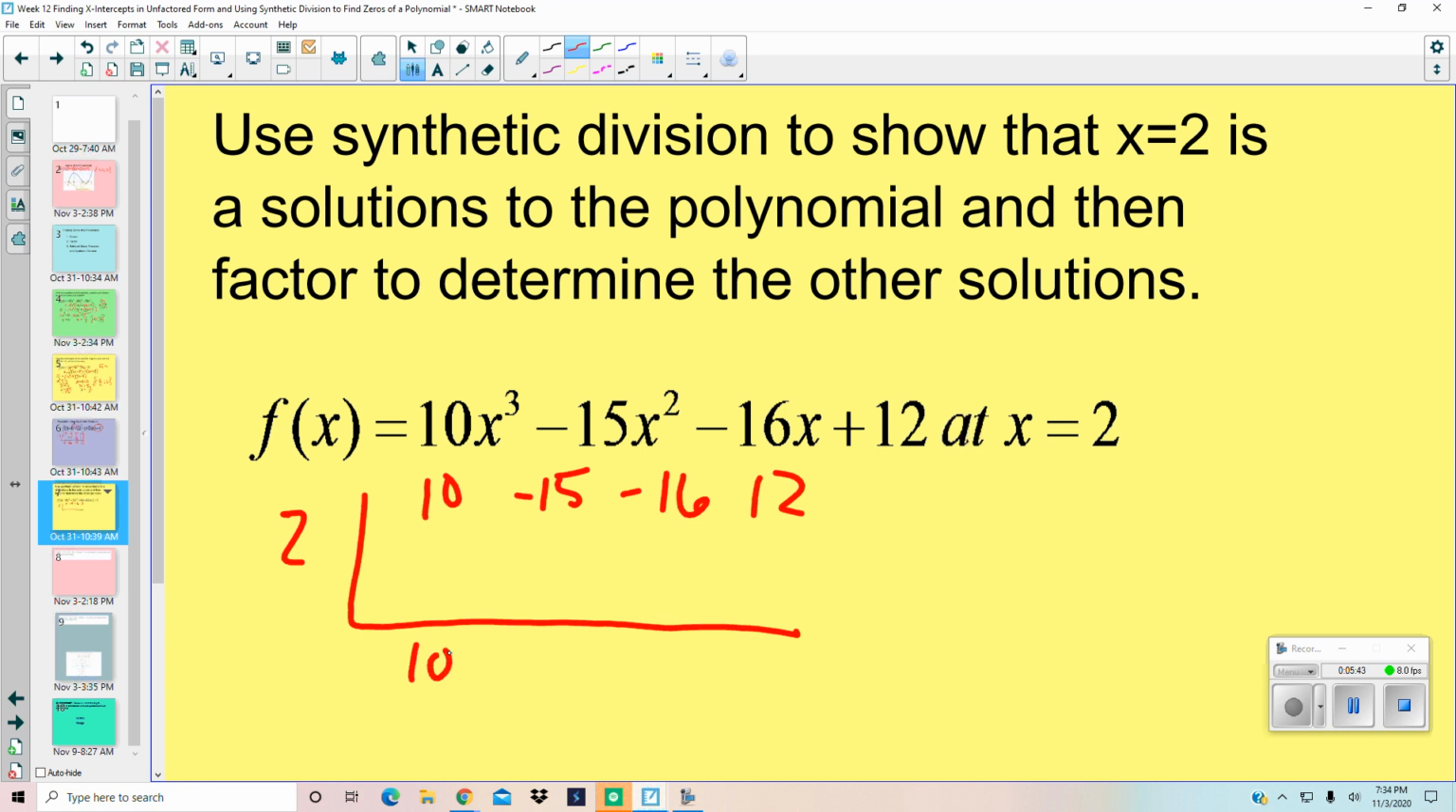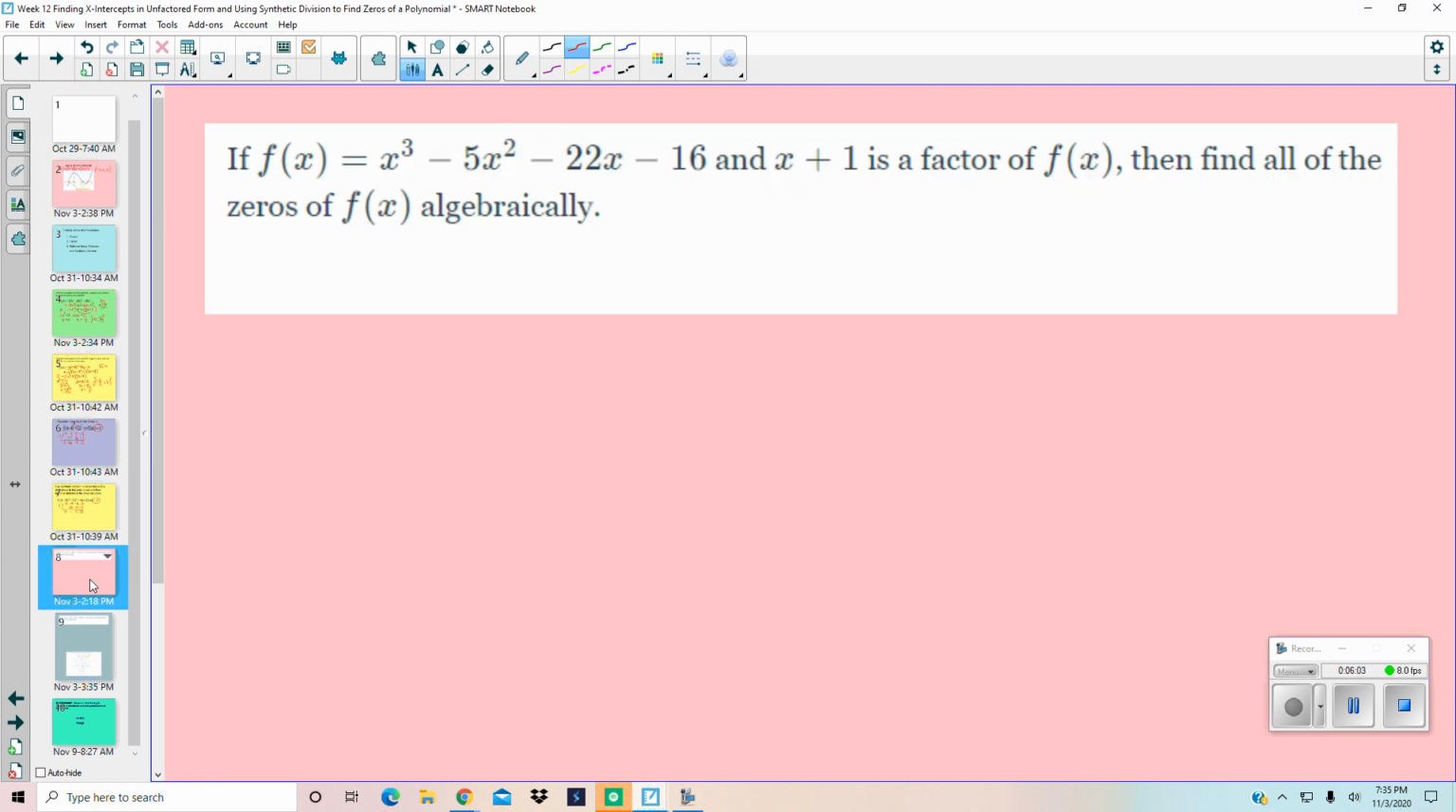I bring down 10, I multiply and get 20. Then I add those together, get 5, 10, -6, -12. When your answer is 0 at the end, that means that I, in fact, showed that x equals 2 is a solution. All right, here's what the assignment is going to look like in Delta Math.